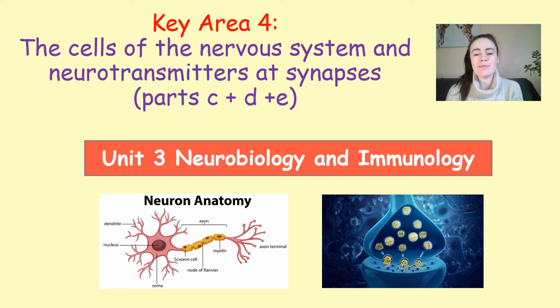Hi everyone, this video covers some of the content from Key Area 4 from the Higher Human Biology course Unit 3. It just covers parts C, D and E, which is all about neurotransmitters and mood, and then how different drugs, medicinal and recreational, basically interact with neurotransmitters and affect the neural pathways.